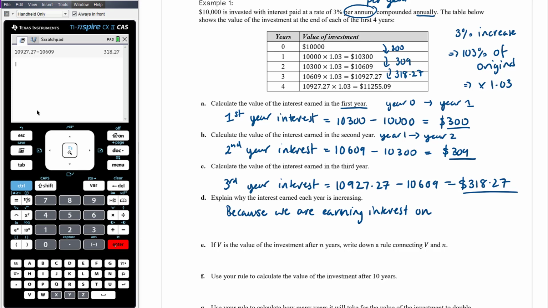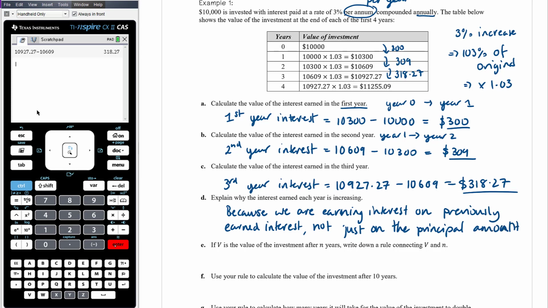interest on previously earned interest, not just on the principal amount. When we talk about loans, or investments as well, the principal amount is the initial amount borrowed or invested. So we're not just calculating 3% of the $10,000, we're calculating 3% of any interest that's been earned prior to then as well, which is why the interest earned each year is going up and up and up.